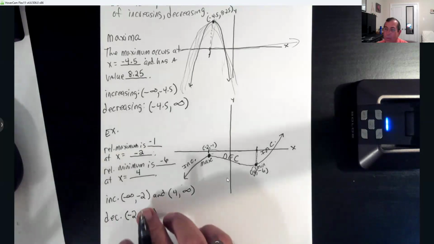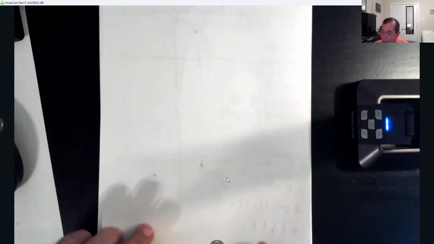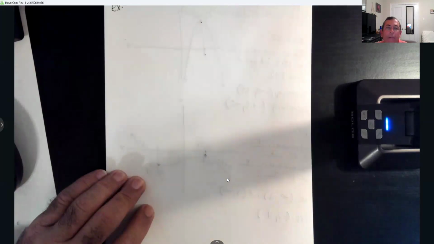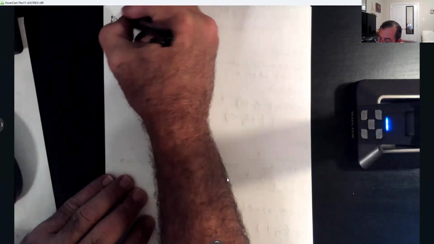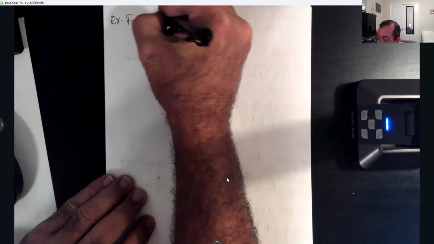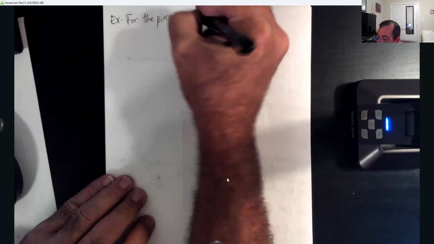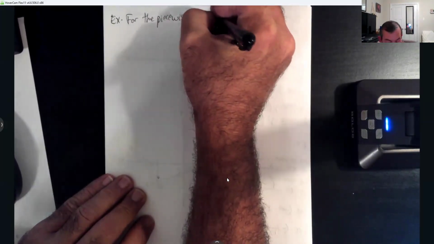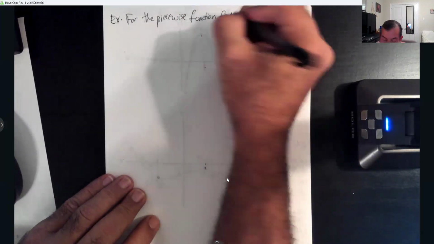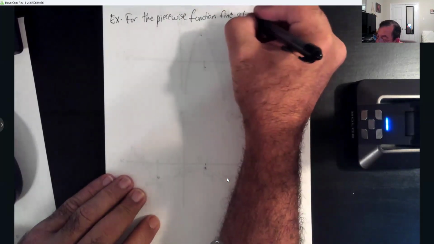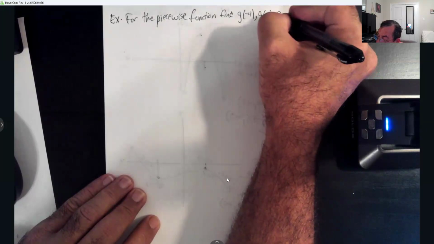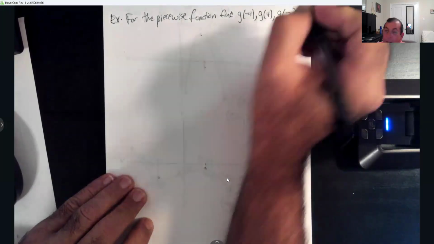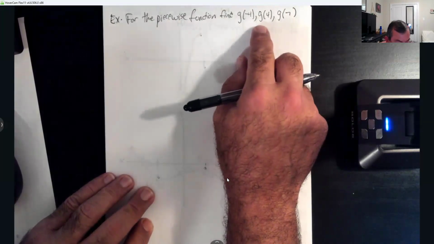All right, y'all. So I said the last one was going to be a piecewise function. But this time, they want us to actually find those values, okay? So for the piecewise function, find g of -4, g of 4, and g of 7. So it's going to be 3 problems in one, basically.